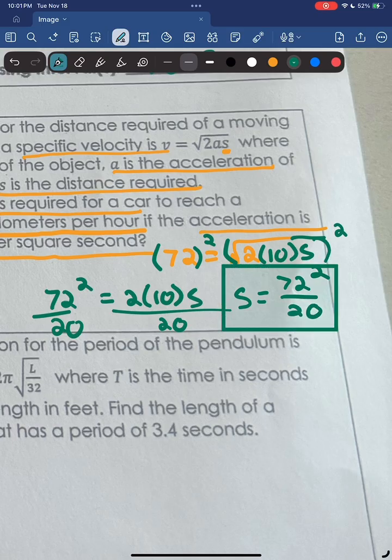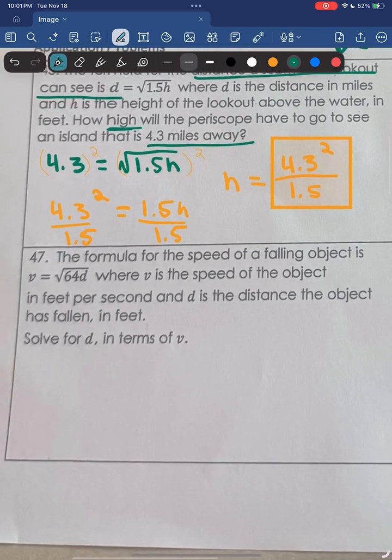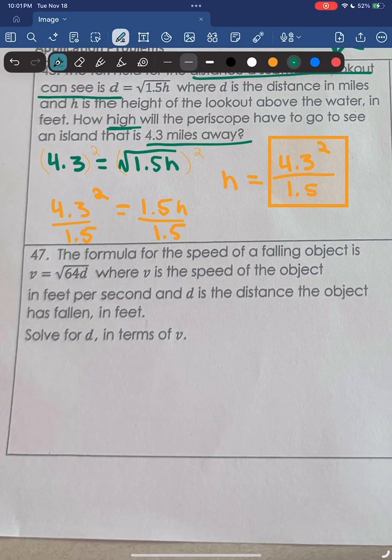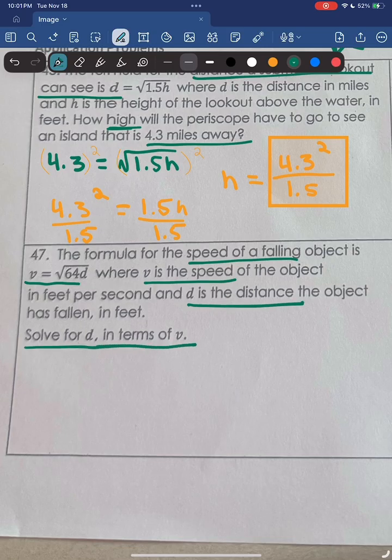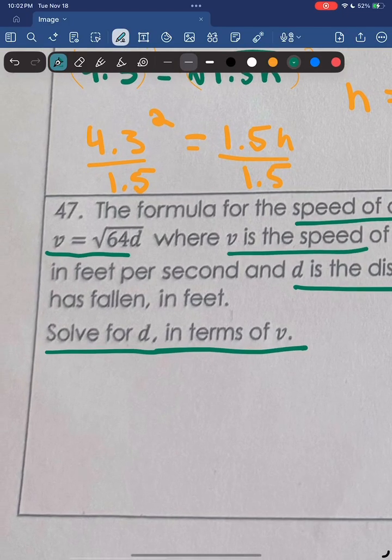The formula for the speed of a falling object is this, where v is the speed and d is the distance. Solve for d in terms of v. So we're looking for d and we're solving it in terms of v. So we're not actually given a value here. We're just moving variables around. So this is arguably a little bit easier because this is what we've already been working with. So we're solving for d.